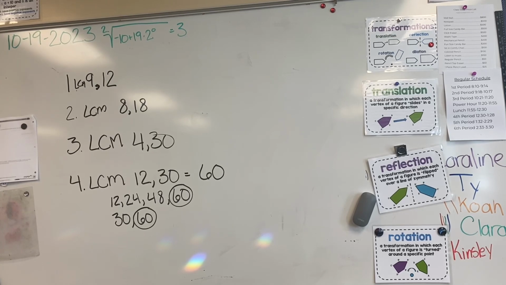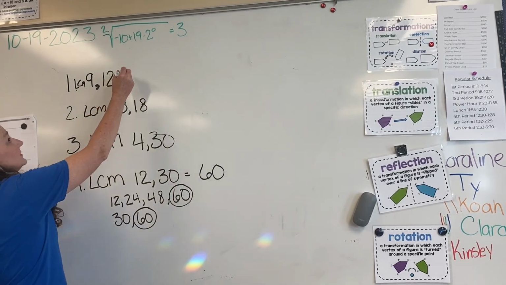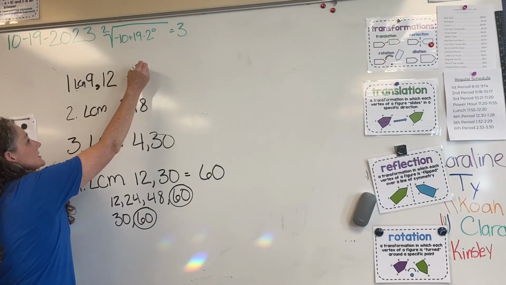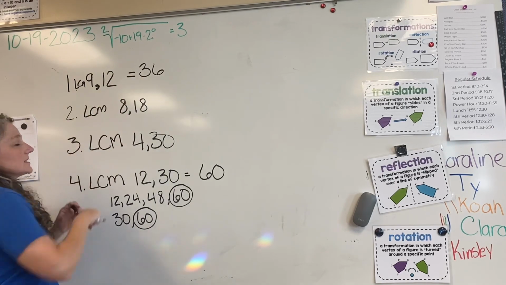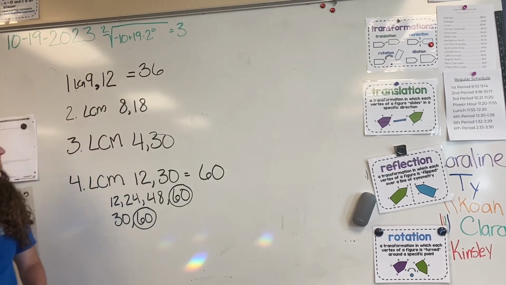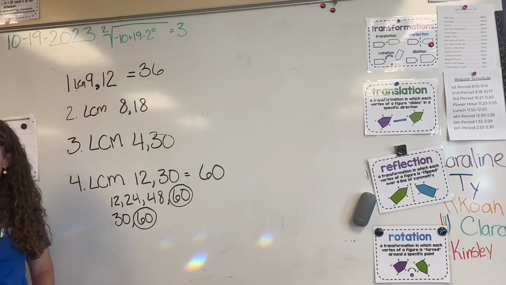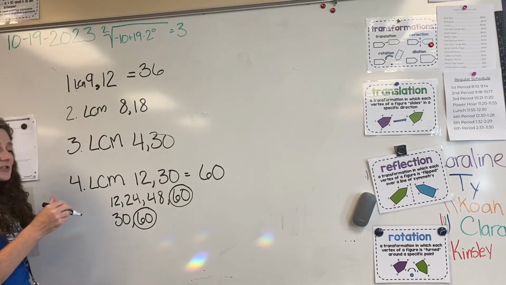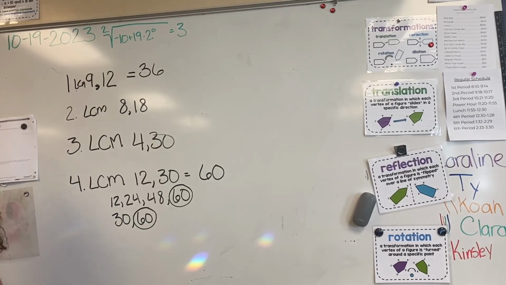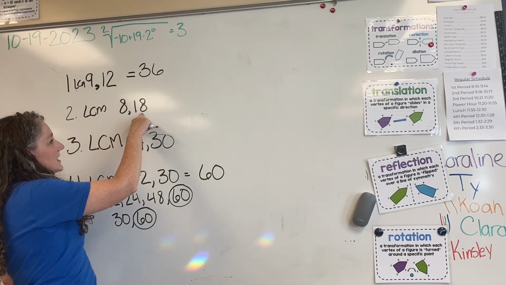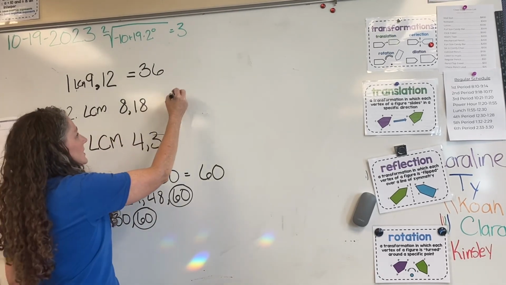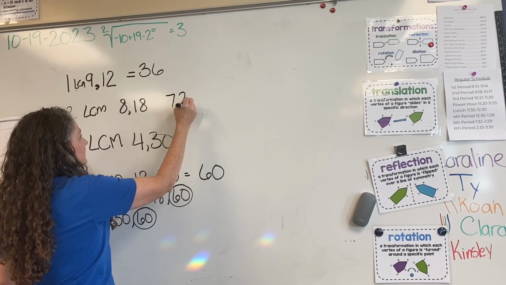Alright, table 1. What is the least common multiple of 9 and 12? 36. So 9 times 4 is 36, and 12 times 3 is 36. Table 2. What's the least common multiple of 8 and 18? 72. That took you a little bit to get there, didn't it? So 8 times 9 is 72, and 18 times 4 is 72.